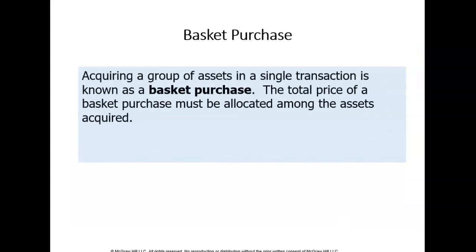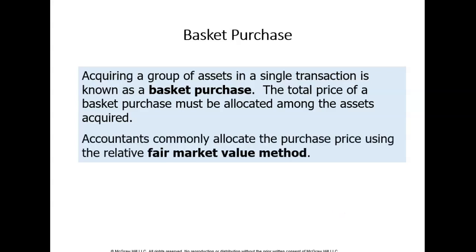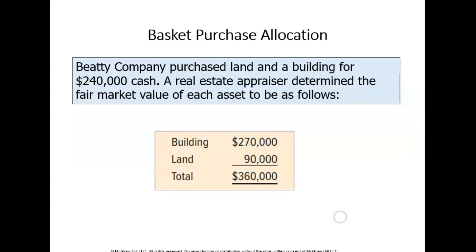Okay. Basket purchase. What is that? Well, that's when we purchase several assets but for a single price. So when we hear about a basket purchase allocation, it means we purchase a group of assets in a single transaction. Now, what we have to do is determine what amount should be assigned to each of those assets. We use a method called the fair market value method in order to determine what portion of that purchase price should be assigned to each of those assets that was acquired in that group.